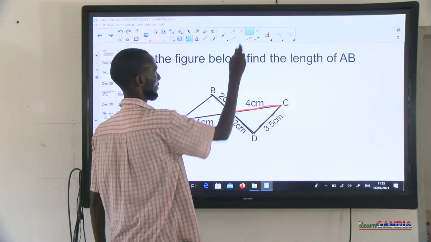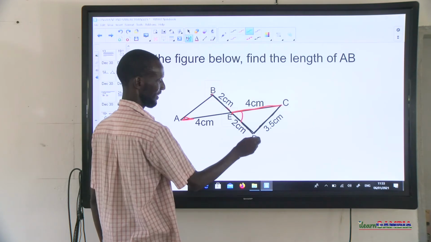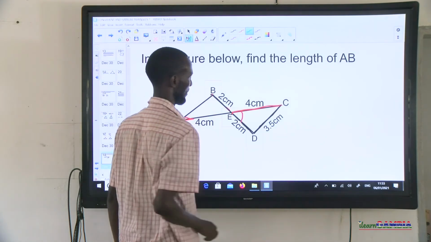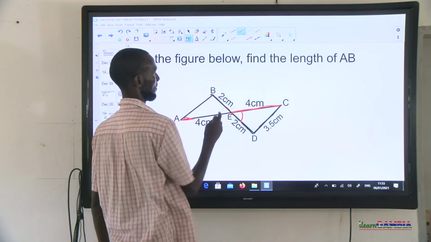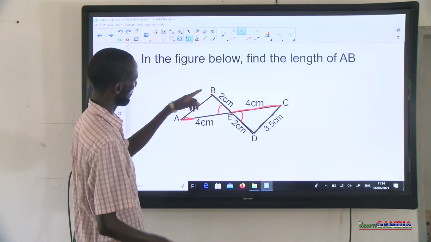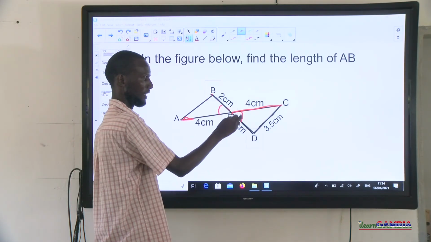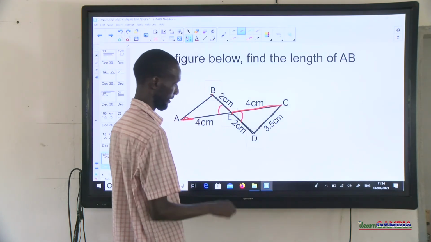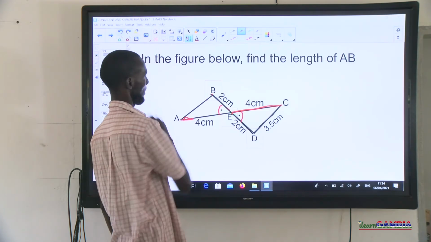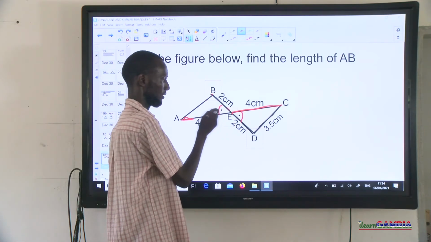If you observe carefully, this angle here, that's angle CED of triangle ECD, and this other angle here, that's the angle BEA. If you observe them carefully, they are vertically opposite angles. We know that, all right? That this angle and this angle are vertically opposite. And we know that vertically opposite angles are equal. So definitely this angle is equal to this angle.